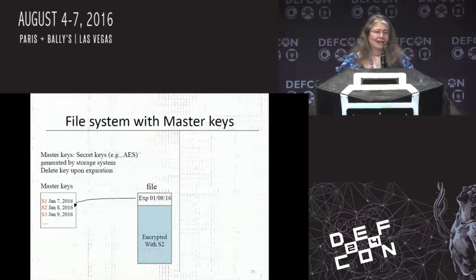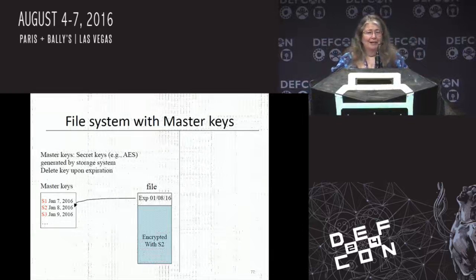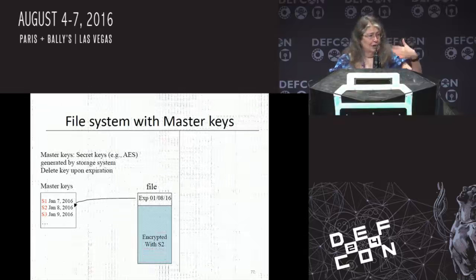So imagine that the cloud or the file system keeps a special piece of hardware that it doesn't make copies of, with 10,000 keys, one for each expiration date, and a file will have what the expiration date is in the metadata, which will tell you what key it's encrypted with. And once the date expires, you forget that key. So, it's nice and simple.